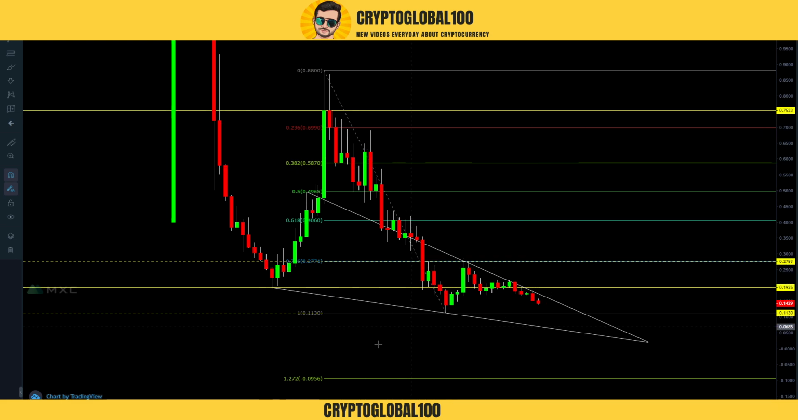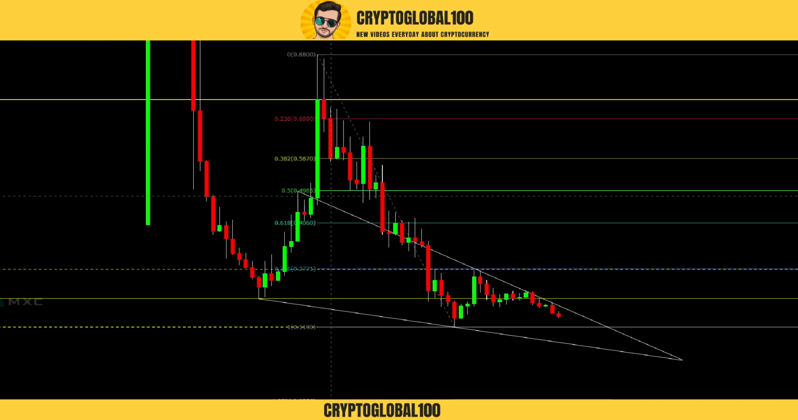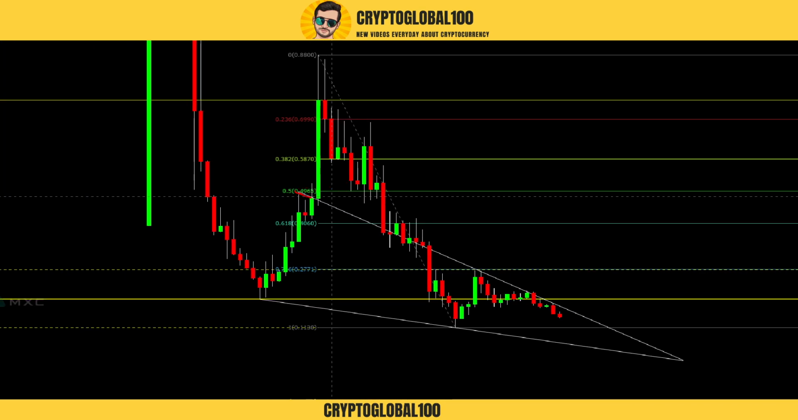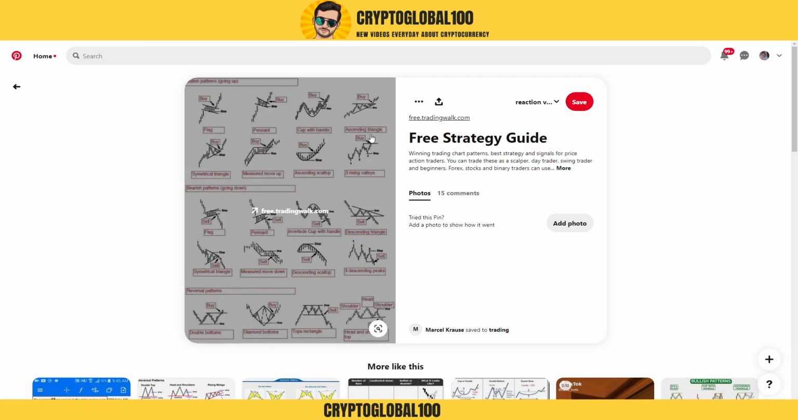These are the levels I have drawn, and these are the Fibonacci levels. Right now, if you take a look, we are in a descending triangle pattern. If we take a look here, this triangle is going down, this one is also going down, so it's a descending triangle pattern. If I go here, let me show you, these are the patterns.